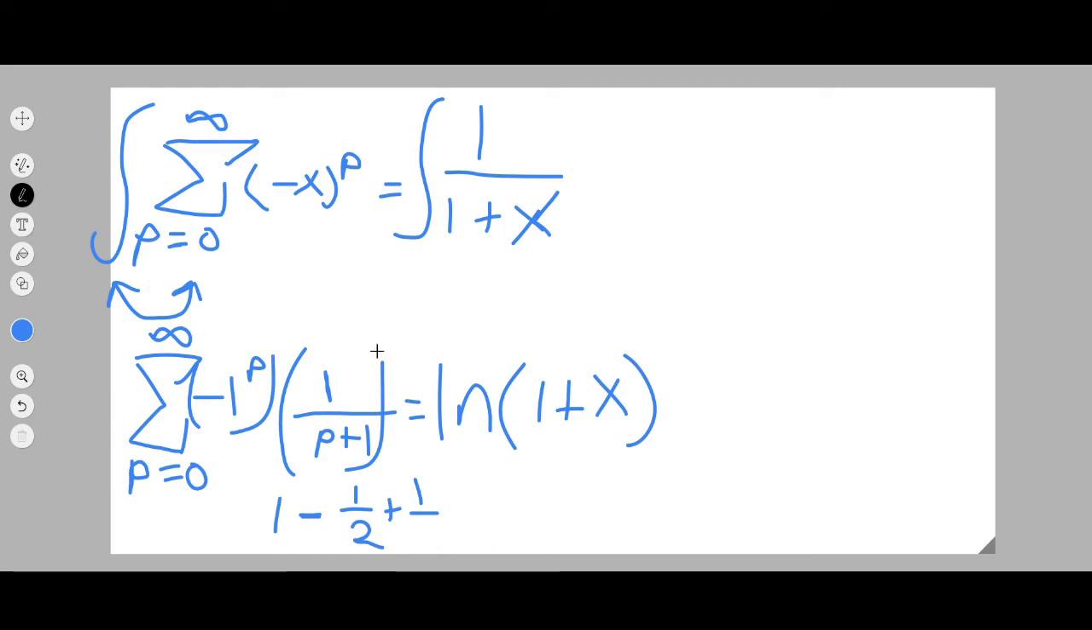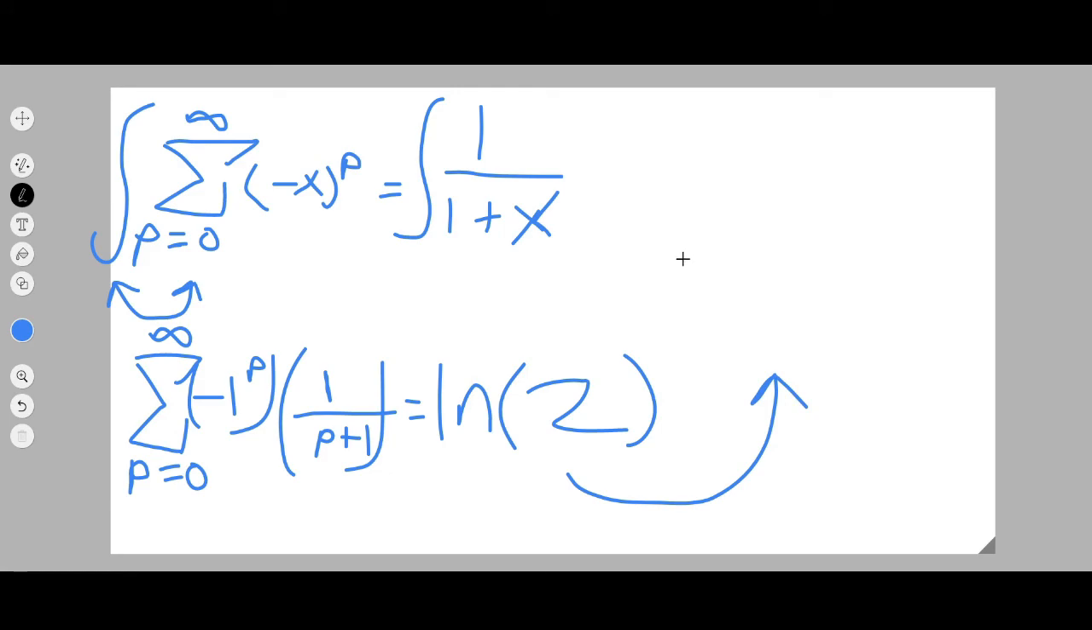And remember what we set x as before. We set x as 1. So we want to apply the same changes that we make towards both sides of the equation. So what do we get when we convert x as 1? We get log of 1 plus 1, which is the same as the log of 2. And there we have it. It's proven that the log of 2 is the same as the alternating harmonic series.